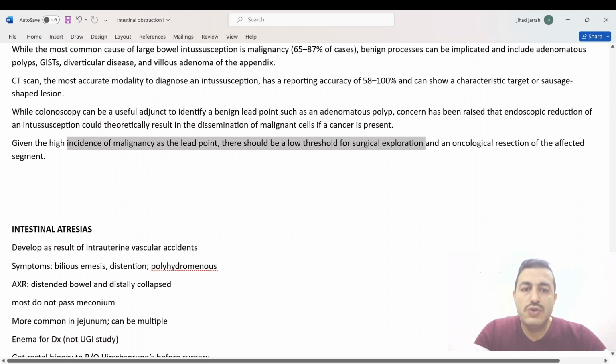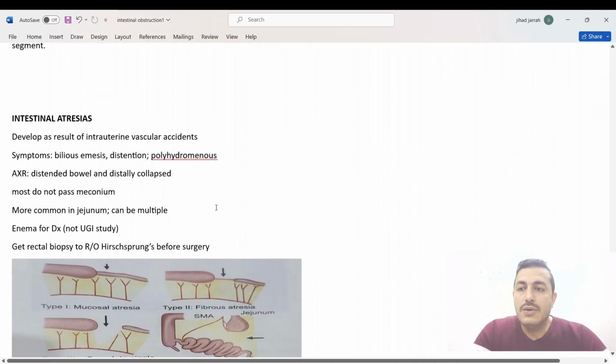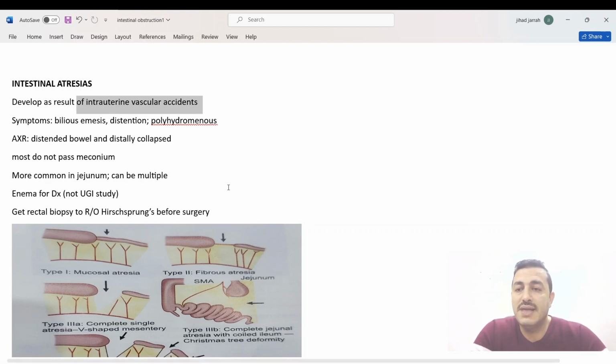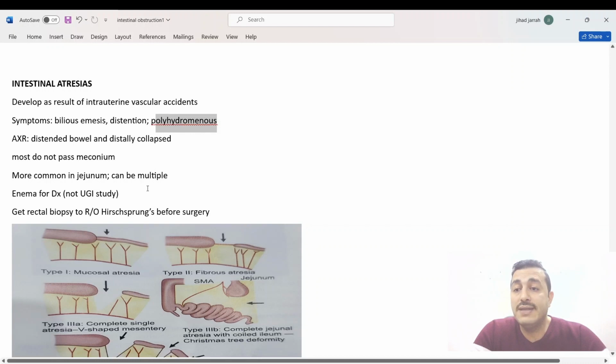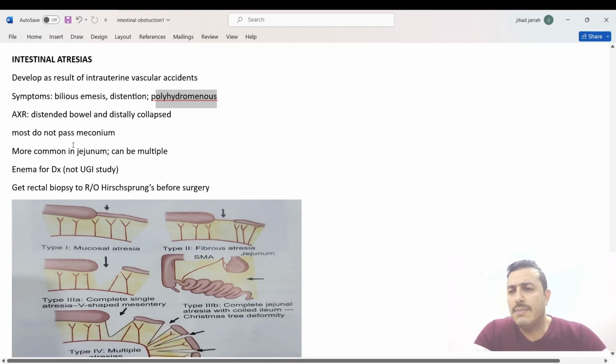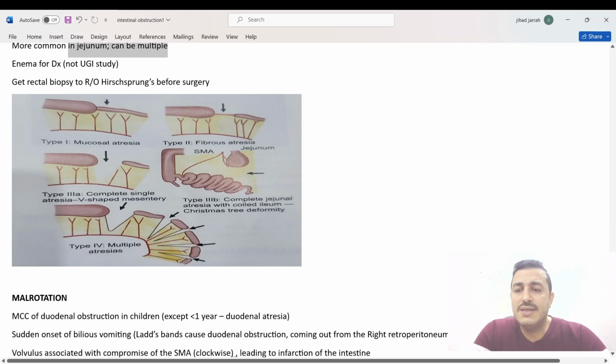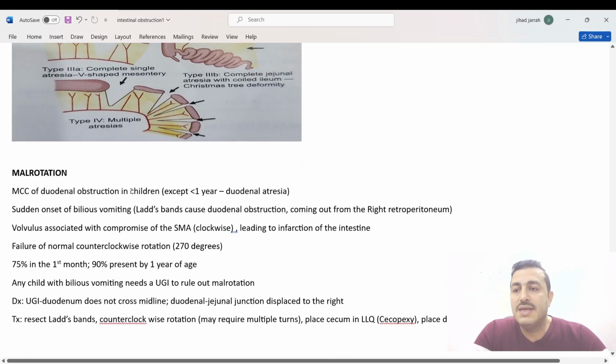And we have a low threshold for surgical operation. Intestinal atresia is also discussed well in pediatric surgery. Just remember that intestinal atresia is usually a result of an intrauterine vascular event, intrauterine ischemia, while the baby is inside the mother, associated with polyhydramnios, usually in the jejunum. It can be multiple, mainly in the jejunum, multiple types of fibrous atresia or mucosal atresia.